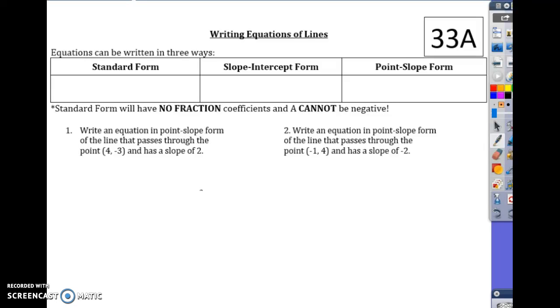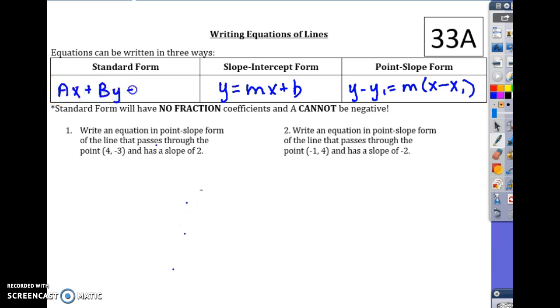Today we're going to continue talking about writing equations of lines. We're going to build on what we learned in our last unit. If you recall, slope-intercept form, y equals mx plus b. And we also learned about point-slope form, y minus y sub 1 is equal to m times x minus x sub 1. Okay, so in today's lesson we're going to learn something called standard form. And that is in the form of ax plus by is equal to c.